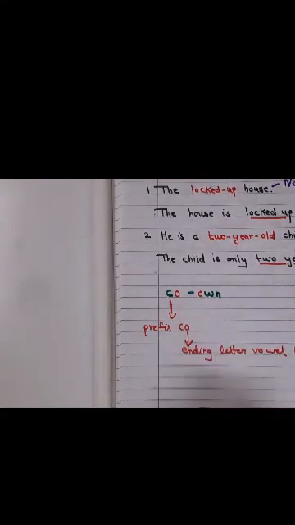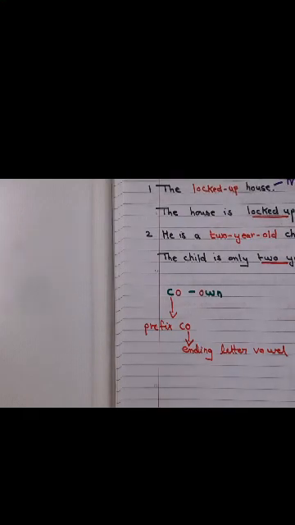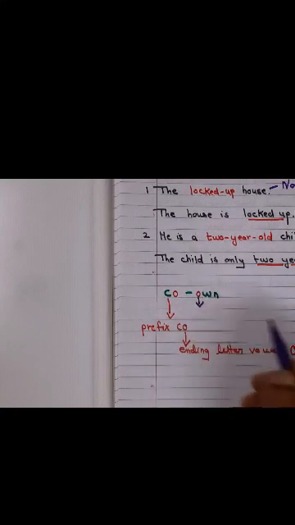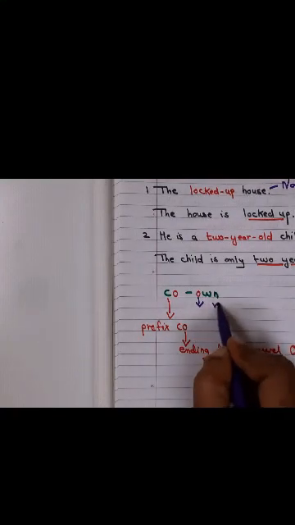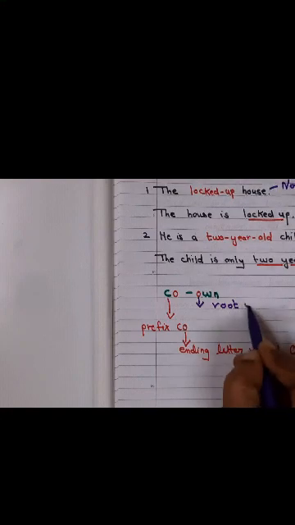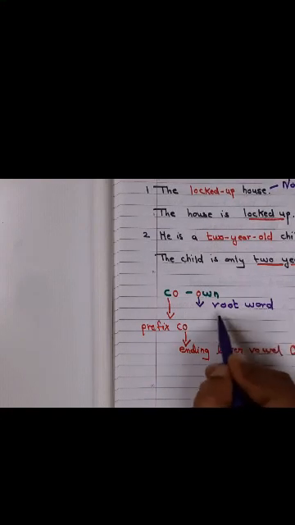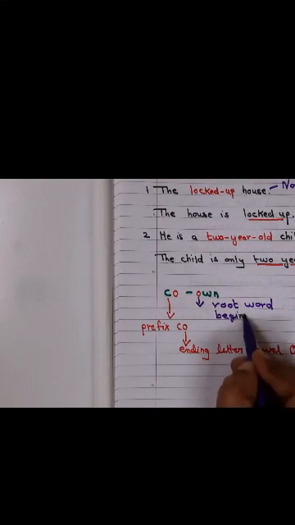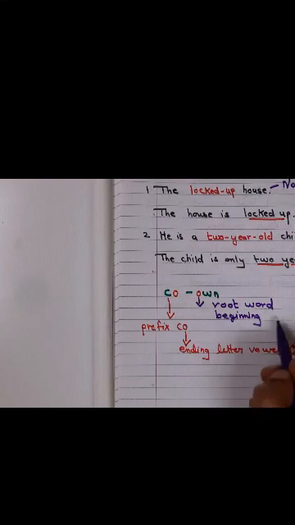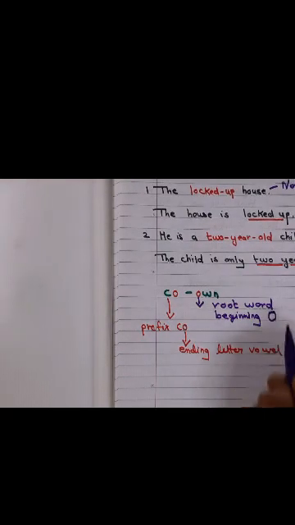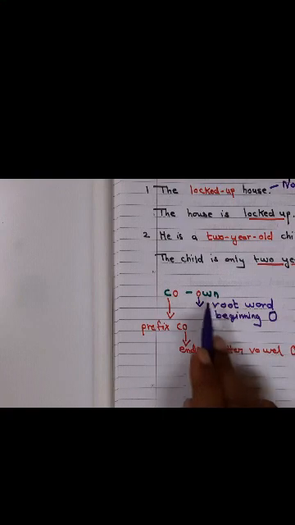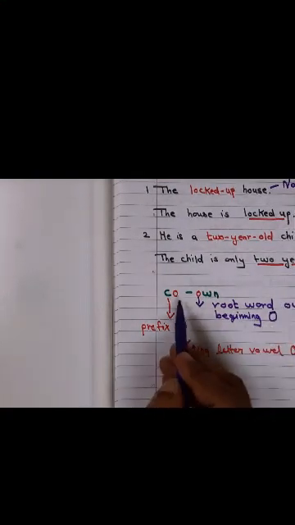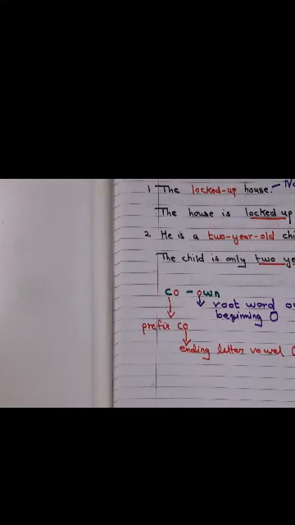Right? Now you take this own, children. This is your root word. Your root word is beginning with which letter? It's beginning with O. Right? So your root word is own and it is beginning with O. So then you are using this hyphen.